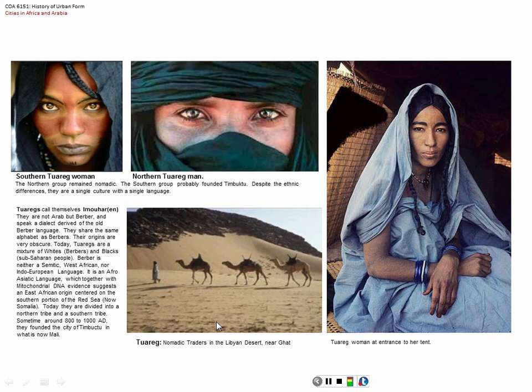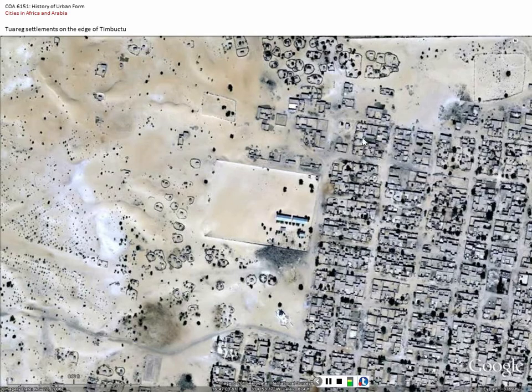They're very, very colorful people. They lit up the desert like a flame for 2,000 years, and their way of life is disappearing, probably in your generation. It's really extraordinary. There we see them at the edge of the modern city of Timbuktu. There is the compound, and we can begin to see that village formation that I was describing earlier in Ghat. You can sort of see it in evidence right here.